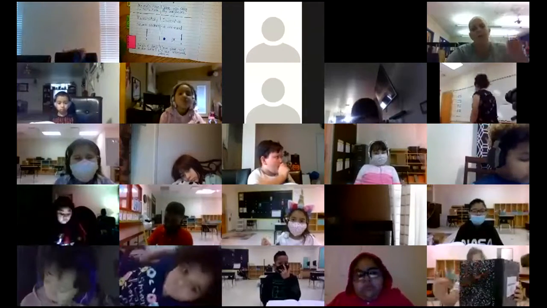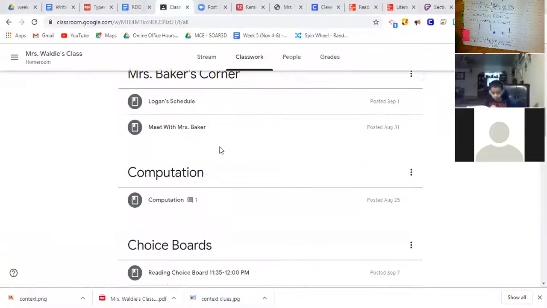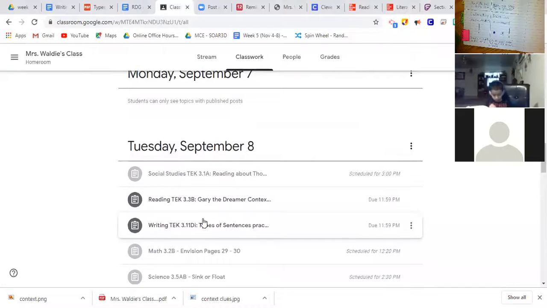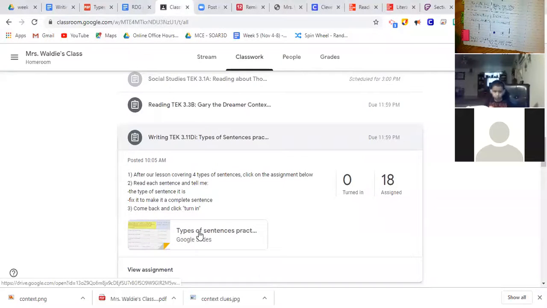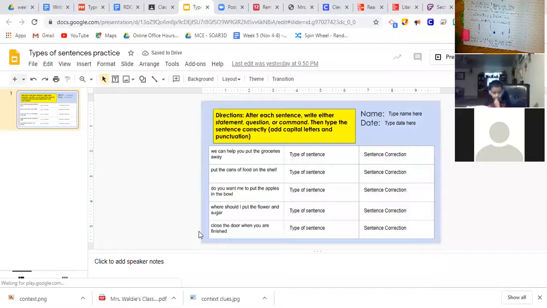So when you go to Google Classroom, you're gonna go to Tuesday, and then you're gonna click on the writing assignment, okay? And then it says types of sentences. Now the directions say, after each sentence, write either statement, question, or command, then type the sentence correctly. So if you notice, the sentences don't have a capital letter and the sentences do not have punctuation. So you're gonna read the sentence. We'll do the first one together.